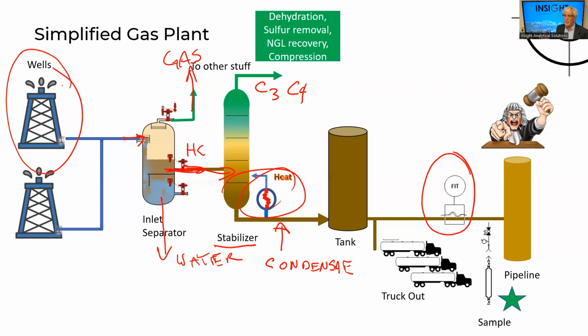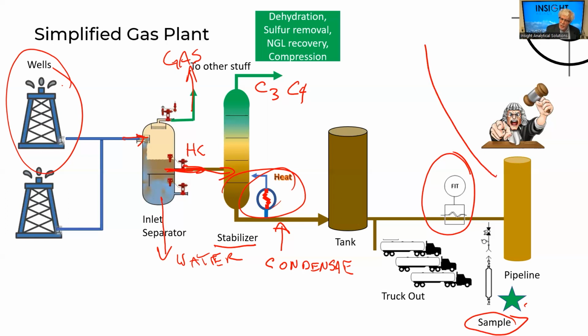And usually, especially if it's going up, there'll often be a custody transfer skid, a metering skid, and they'll measure the flow there, and they'll also take a sample there. Most often, if it's going to a pipeline, this is going to be a composite sample. So a composite sample is a sample that is built up as an average over a period of time, typically a month. Put a little star beside there because that sample is the star witness.